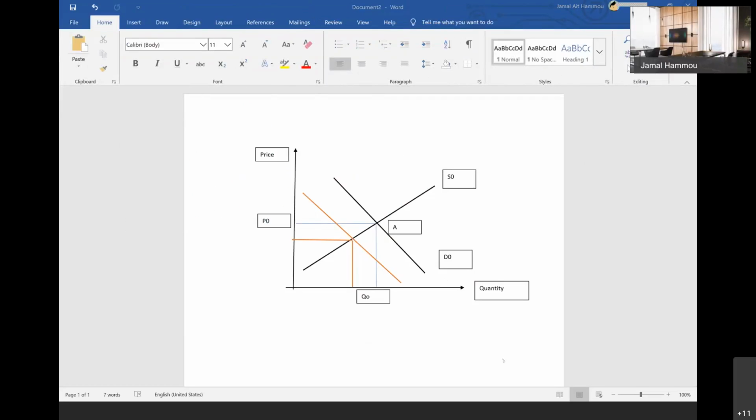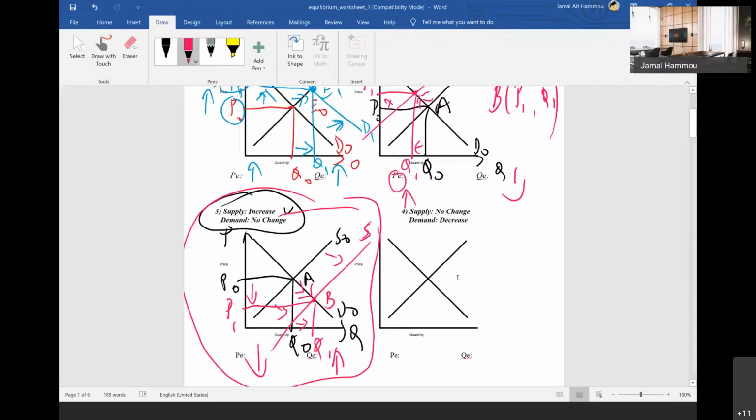So now let's go back to our work. So now here we have no change in supply. We have S0, D0, E, A, and B. So we call that the equilibrium. You want to do this a little bit neat, okay? P0 here, Q0. Now, what it says, no change in supply and decrease in demand.